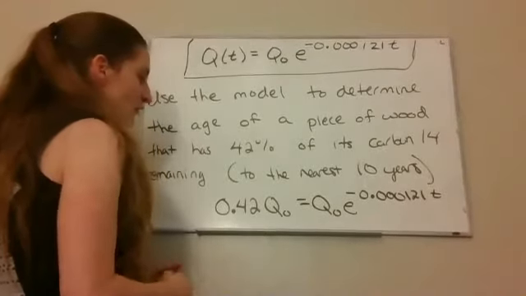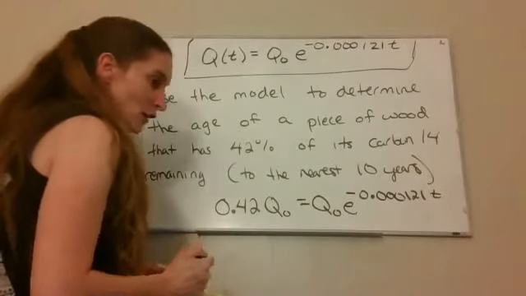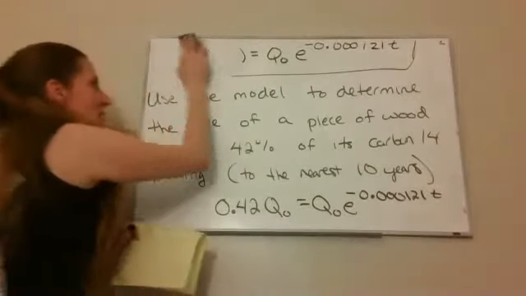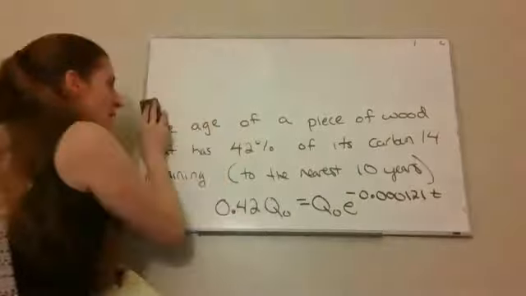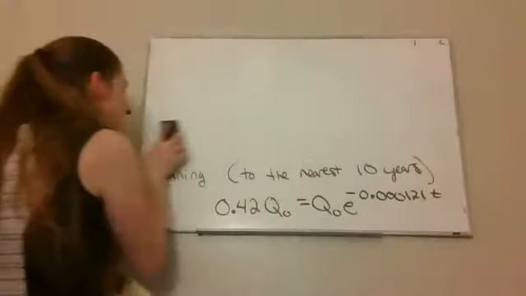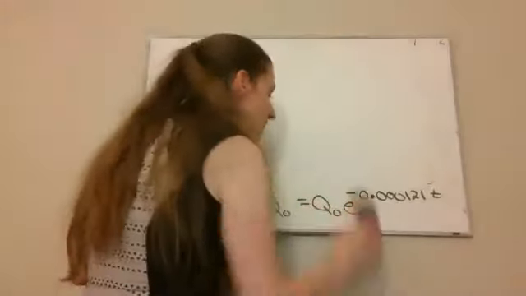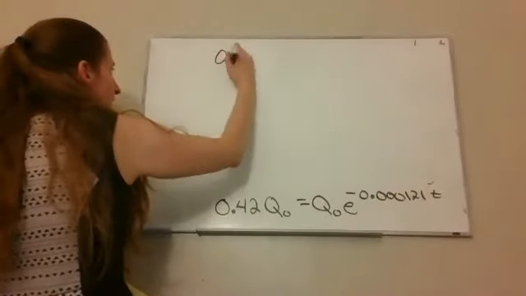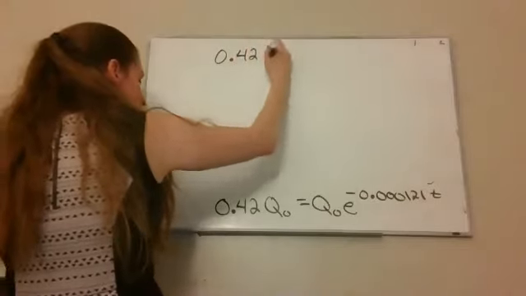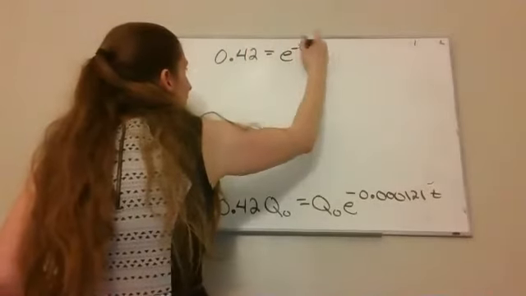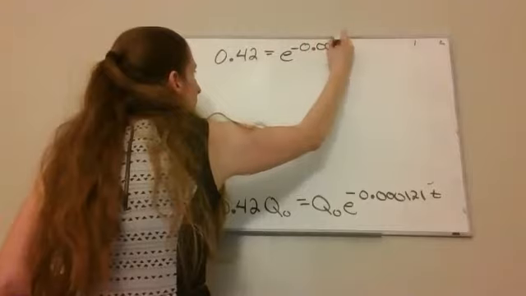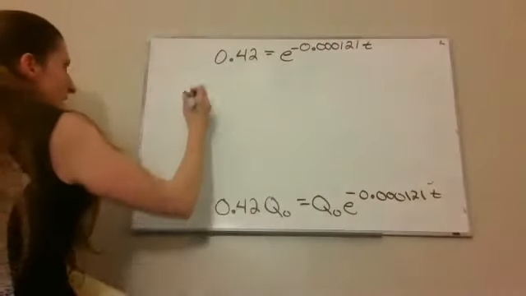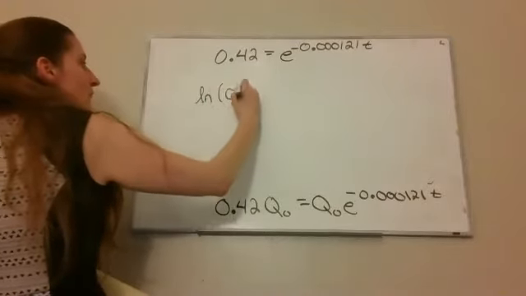The first thing we have to do is divide both sides by Q0. So it doesn't matter that we didn't know how much it had to begin with, because the Q0 ends up canceling out. So when I divide both sides by Q0, I get 0.42 equals e to the negative 0.000121 times t. Take the natural log of both sides.